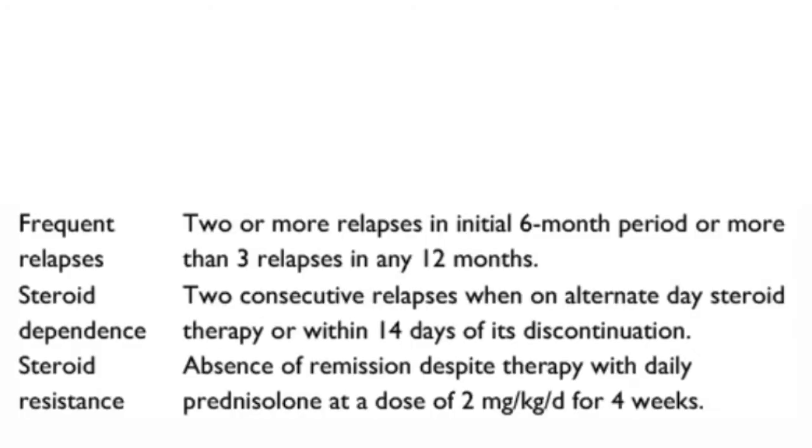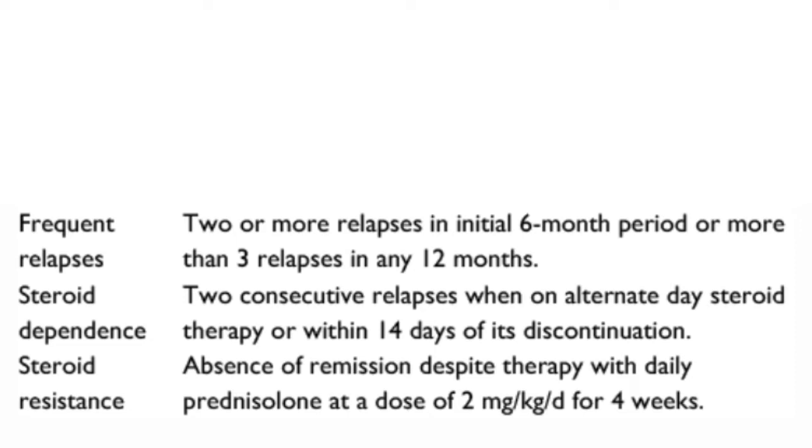The frequent relapser is the opposite of that: at least 2 relapses within the first 6 months of start of treatment, or 4 relapses in any 12-month period. That will be a frequent relapser. Steroid dependent is 2 or more relapses while on steroid treatment, or within 14 days of tapering. And steroid resistant cases are those where you give steroids for 4 weeks but the patient is still unable to achieve remission. So these 4 definitions are very important.